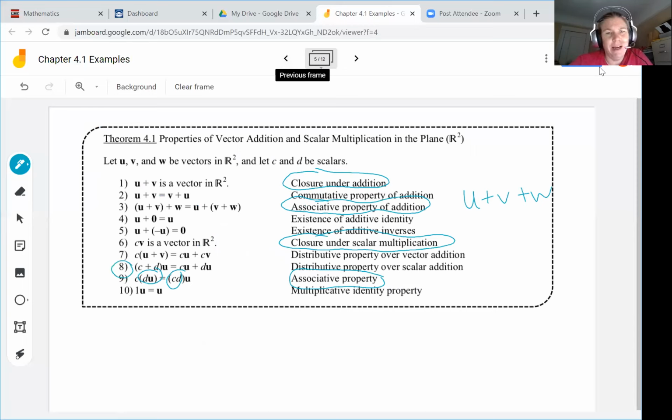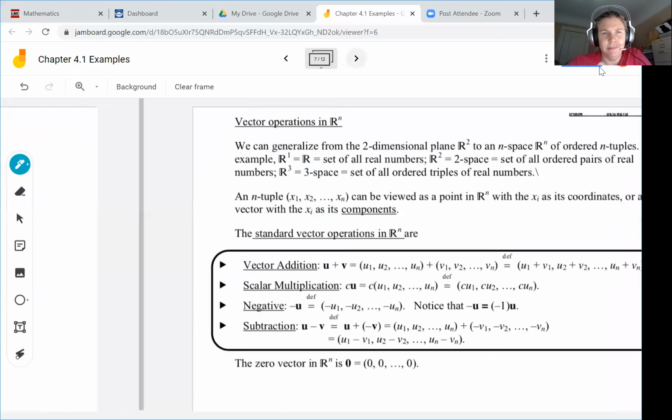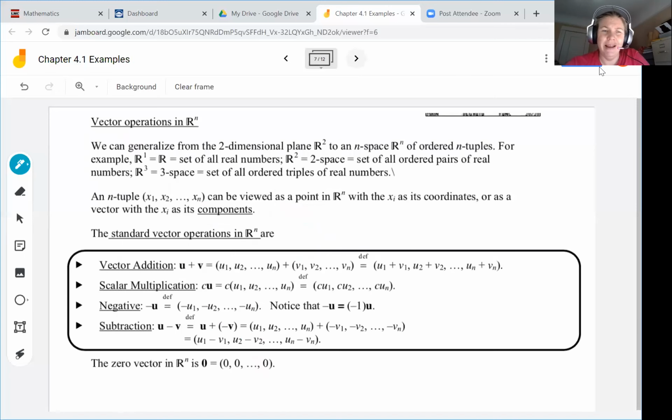Scalar multiplication, the associative property, would be really, really similar in your proof. Okay, in the next video, we'll take a look at vector operations in Rn, the n-dimensional plane, and we'll see that the same operations are able to be extended to n dimensions, and our definitions are compatible in n dimensions as well.